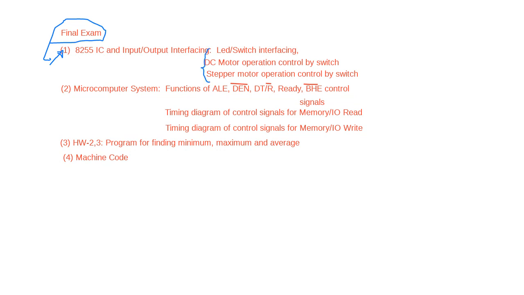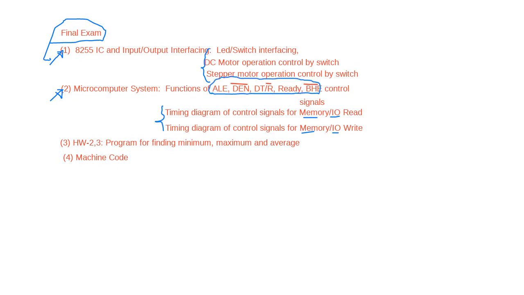Okay, and then microcomputer system. Here you have 2 timing diagrams, but not 2 actually. Here actually 4, since it is memory or input output read operation, or memory or input output write operation. I already discussed it in the class, so make it. And what is the function of these control signals? Here, 5 control signals. Okay, so this is for microcomputer system.